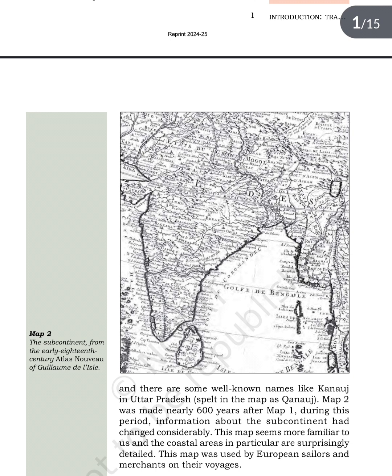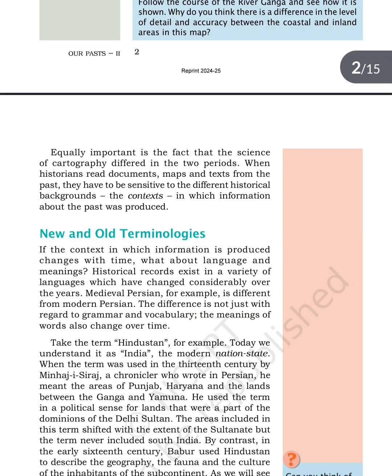During this period, information about the subcontinent had changed considerably. This map seems more familiar to us, and the coastal areas in particular are surprisingly detailed. This map was used by European sailors and merchants on their voyages. Equally important is the fact that the conventions of cartography differed in the two periods.